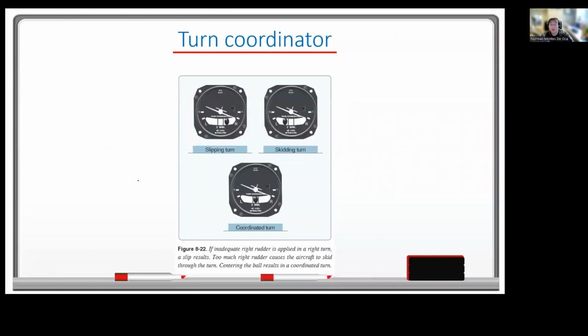Now, our second gyroscopic instrument is our turn coordinator. This tells us information about the quality of our turn, if we are coordinated, and our rate of turn. If we are in a standard rate turn, the aircraft's wings will be pointed at these little notches here. And especially in instrument flying, we want to perform standard rate turns. Remember that a standard rate turn is a 360-degree turn in 2 minutes.